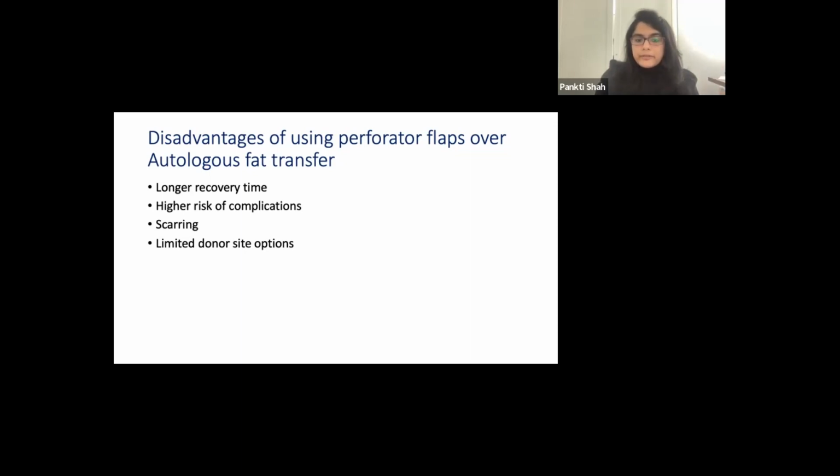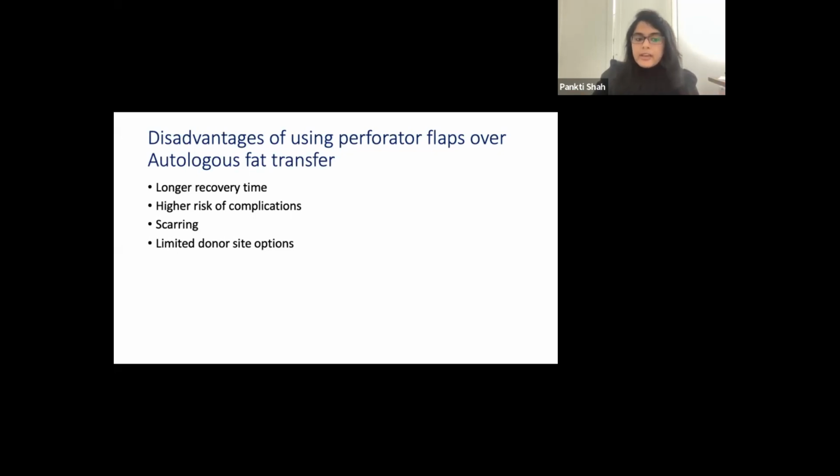A perforator flap has a higher risk of complications because it involves microsurgery to reconnect the blood vessels, and there is a higher risk of complications such as bleeding, infections, or blood clots. Also, the donor site has its own potential complications.